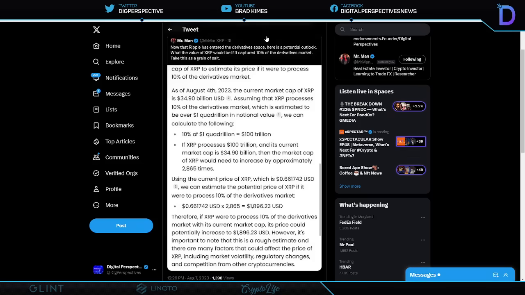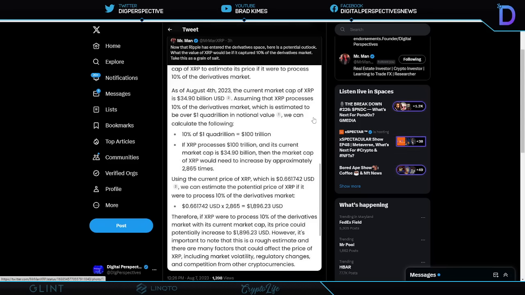And let's take a look at this, because Mr. Mann right here is another one you want to be following. Now that Ripple has entered the derivative space, here is a potential outlook. What the value of XRP would be if it captured just 10% of the derivatives market. Take this with a grain of salt. Look, as of August 4, 2023, the current market cap of XRP is 34.9 billion USD. Assuming that XRP processes 10% of the derivatives market, which is estimated to be over $1 quadrillion in notional value, we can calculate the following. 10% of one quadrillion is 100 trillion. If XRP processes 100 trillion and its current market cap is $34.9 billion, then the market cap of XRP would need to increase by approximately 2,865 times. That's a lot.